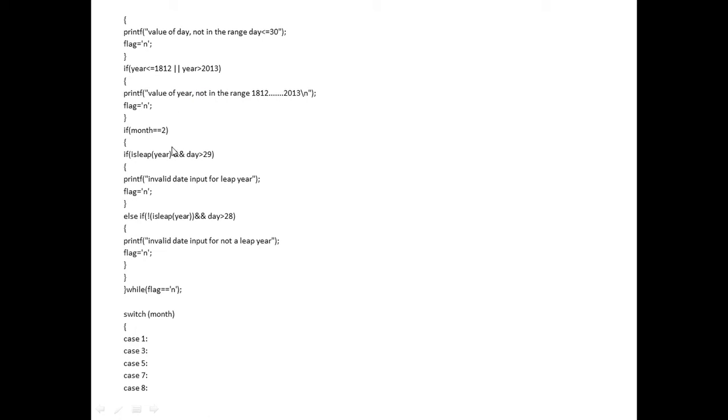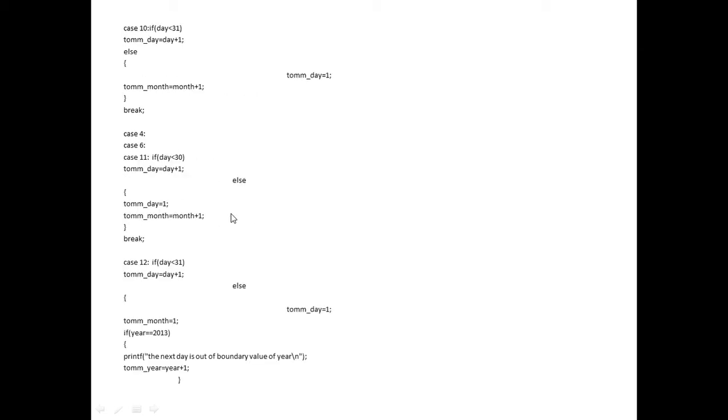Next, if the month is 2, that is if it is February, then you have to check whether it is a leap year or not. So this is what is done here. You are checking for the leap year or not. Considering all these cases, you have to calculate the next day.